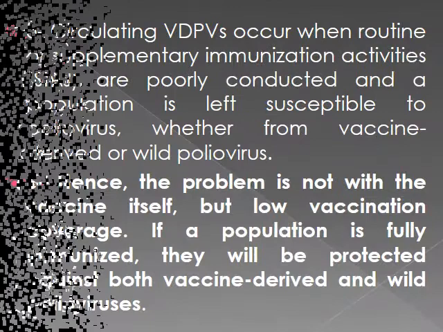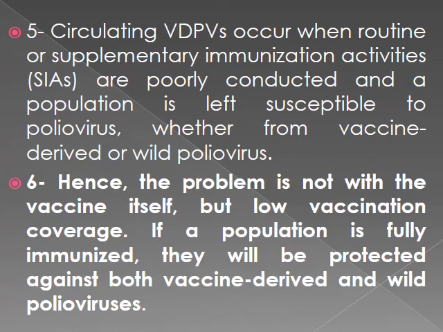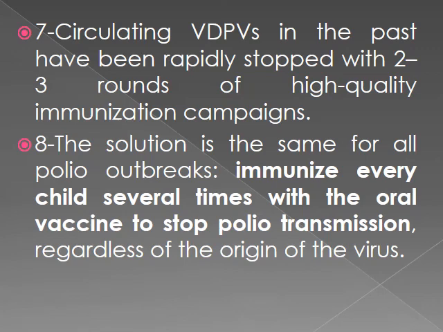So the most important solution for this is the vaccine. The problem is not the vaccine itself but low vaccination coverage. So we need high and frequent vaccination. So the solution: immunize every child several times with oral vaccine to stop polio transmission.